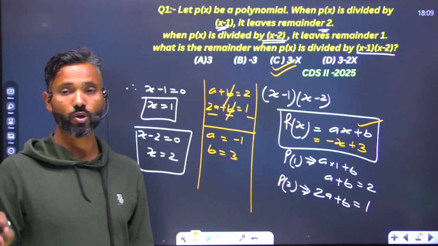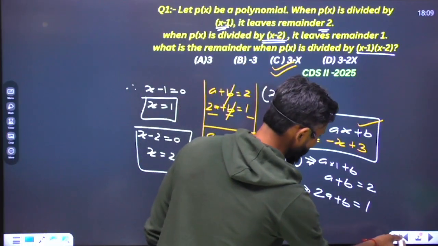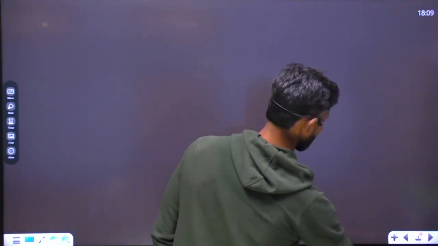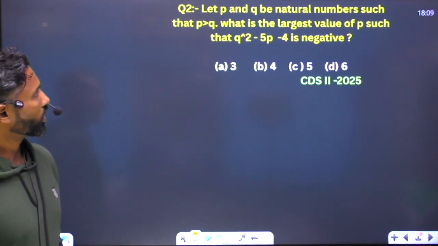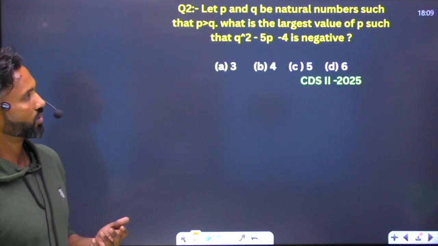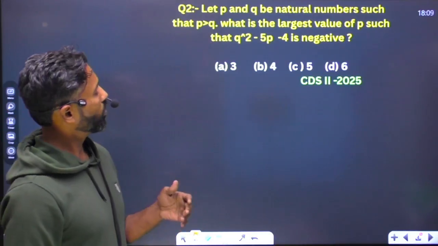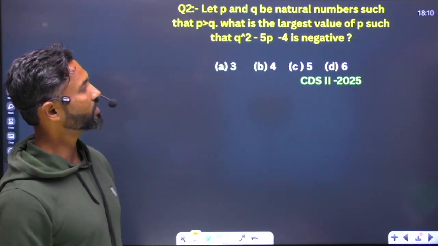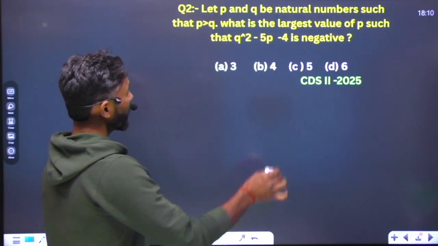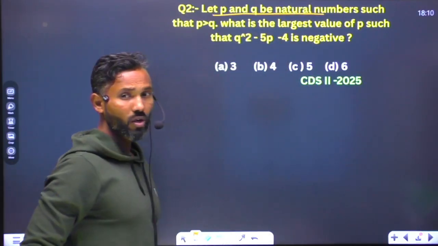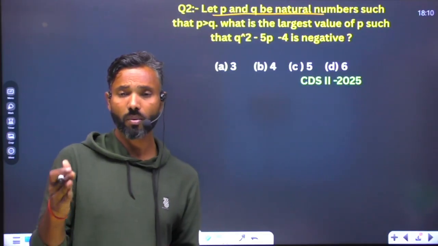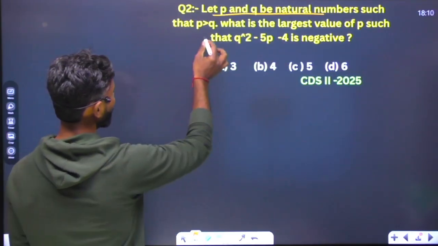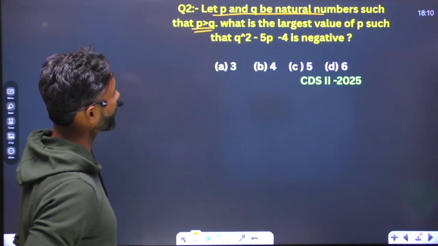Now we are moving to our next question. This is question number 2. The question says: let p and q be natural numbers such that p is greater than q. What is the largest value of p such that q square minus 5p minus 4 is negative? In the question it is clearly mentioned that p and q both are natural numbers. What are natural numbers? Numbers which are greater than 0, positive integers starting right from plus 1. It is also mentioned that p is greater than q.